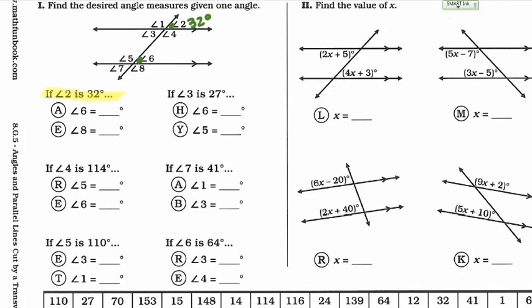Look at angle 6, it's also in the top right. We know that by corresponding angles, right? Isn't angle 6 going to be 32 degrees? Because they're in the same position just within the different group. So I know that angle 6 will be 32 degrees.